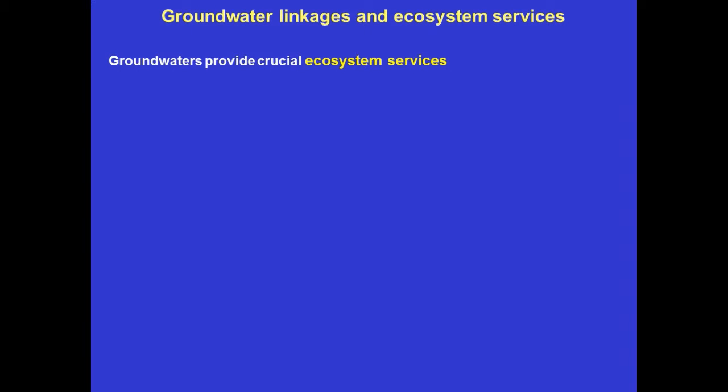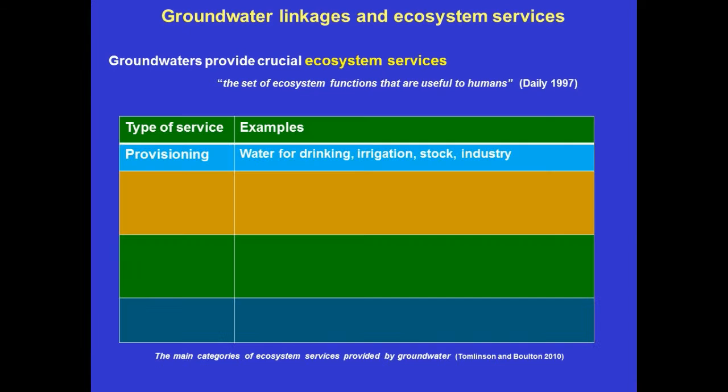the rivers and the groundwaters are providing what we consider as being crucial ecosystem services. Now that might be an unfamiliar term to some of you, but it's really a term that expresses the fact that not only are ecosystems functioning in many diverse ways, but many of these functions provide goods and services that are valuable to humans. The most obvious example of a service that's valuable is the provisioning service. So we use groundwater for drinking, for stock, for industry.